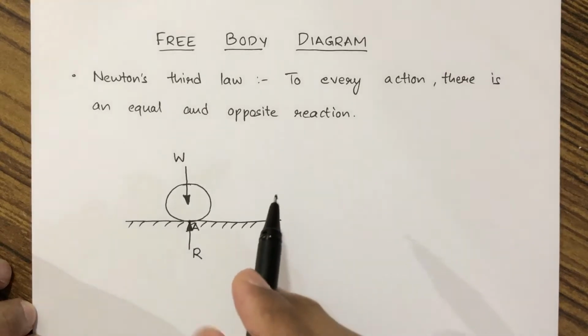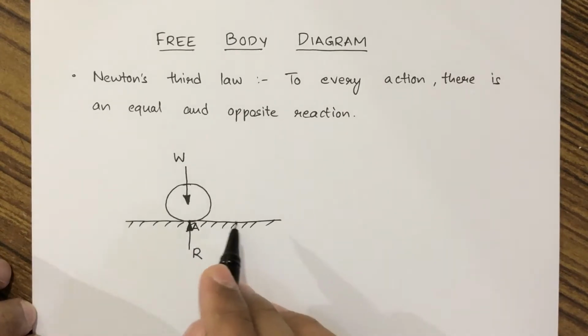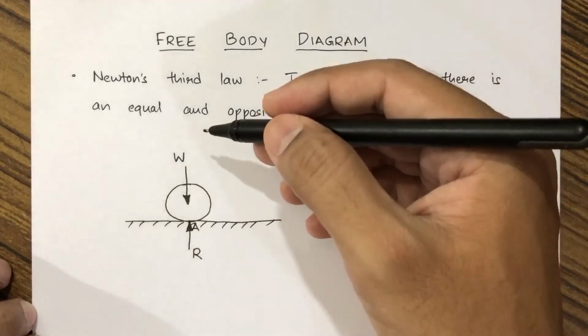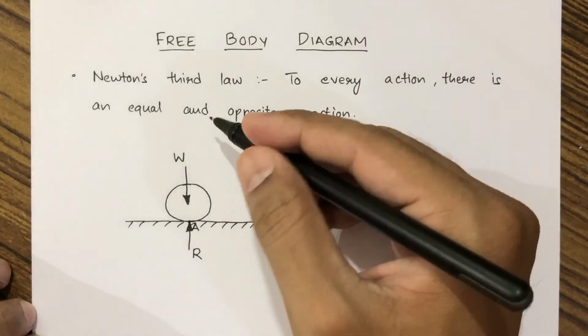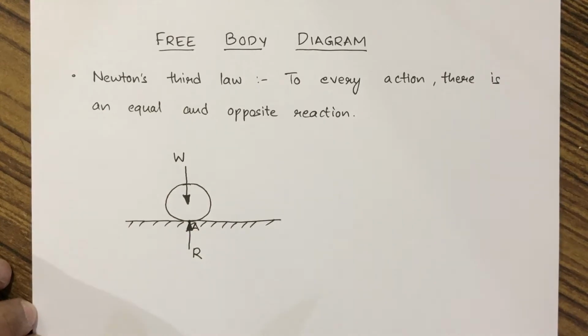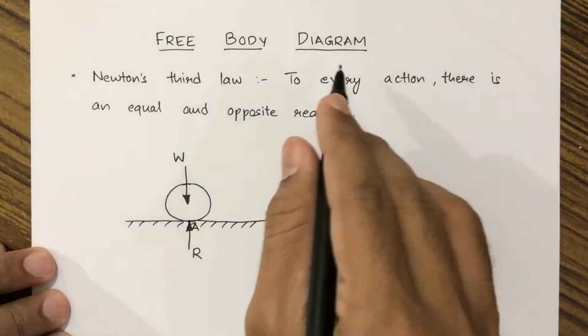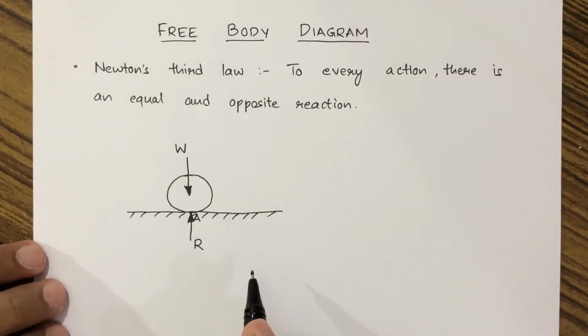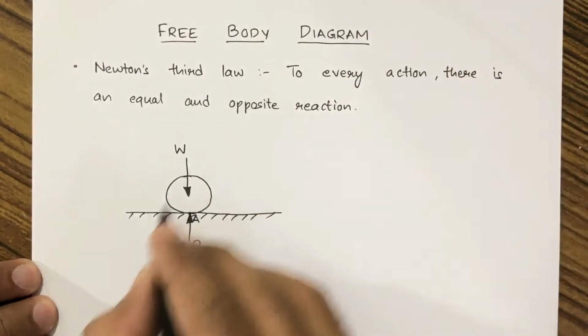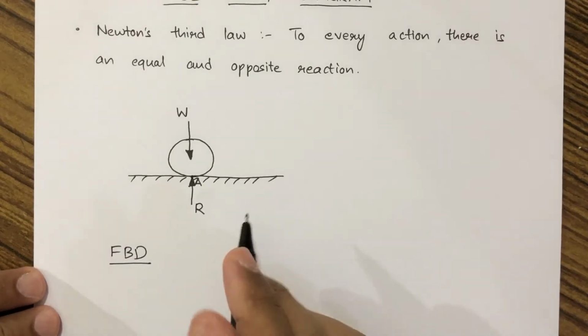Now the force exerted by the support on the ball is known as the reaction. Hence any force on a support causes an equal and opposite force from the support, so that action and reaction are two equal and opposite forces. Now, if we need to find out the free body diagram, it is normally denoted by FBD.